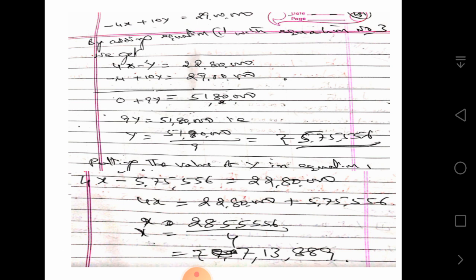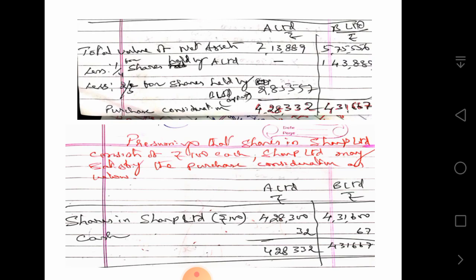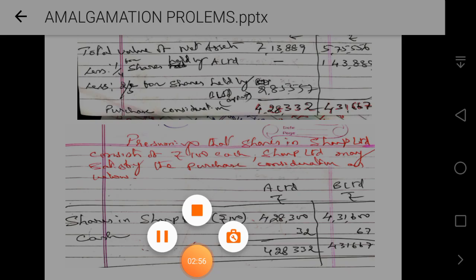So Y is equal to 2,90,000 plus 2/5 of X. 2,90,000 comes when you deduct 1,50,000 from this. So 5Y minus 2X is equal to 14,50,000, or minus 2X plus 5Y is equal to 14,50,000. By multiplying equation number 2 by 2, we get minus 4X plus 10Y is equal to 29 lakh. By adding equation number 1 with equation number 3, we get 4X minus Y equal to 22 lakh 80,000.